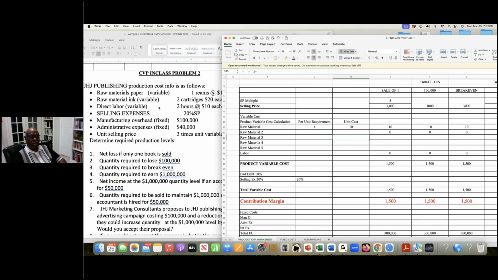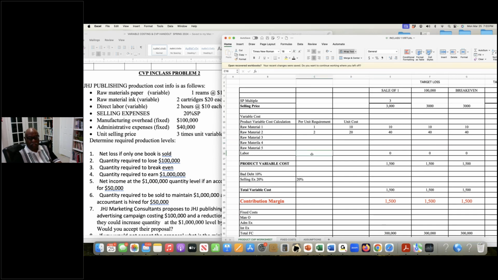In the next one, the ink is 2 ink cartridges at 20 each. So the quantity is 2 and the unit cost is 20. To put that in, the formula is going to be equal, parentheses, the 2 times the 20, which gives you 40. The labor was 2 hours at 10, so what am I going to do with the labor?